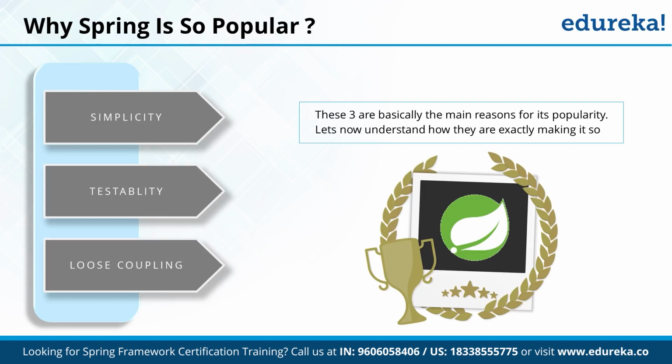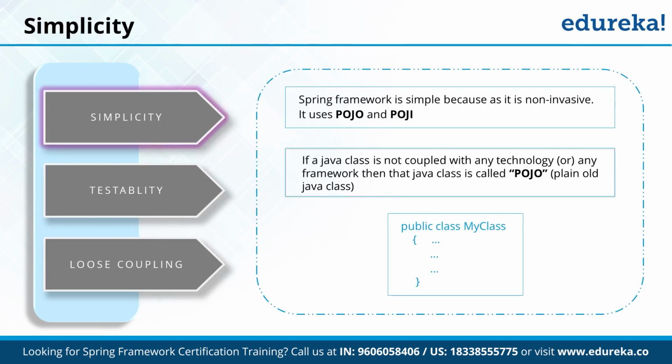Now there are reasons why it is so popular. If you talk of simplicity, there are basically three main reasons here. Simplicity is the first. Writing code is very easy in the Spring framework, because here you are trying to configure things and you are not writing the major portion of your code. Then we have testability, and loose coupling. These are some of the other key concerns, and let's now discuss them one by one.